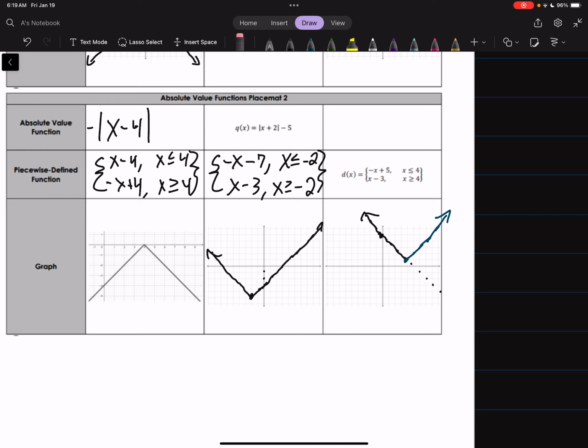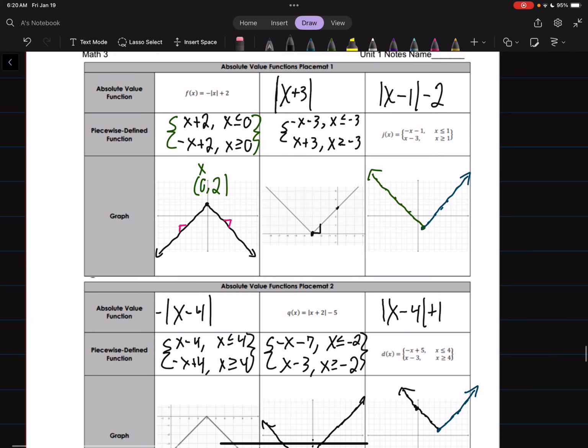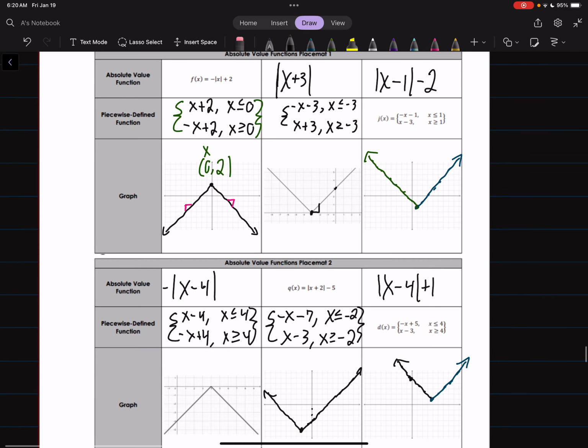I'm deleting the excess dots. Absolute value function. It's moving to the right 4. So minus 4. Moving up 1. Plus 1. Take a minute. There's all of them together. And we're going to move on to the last page.